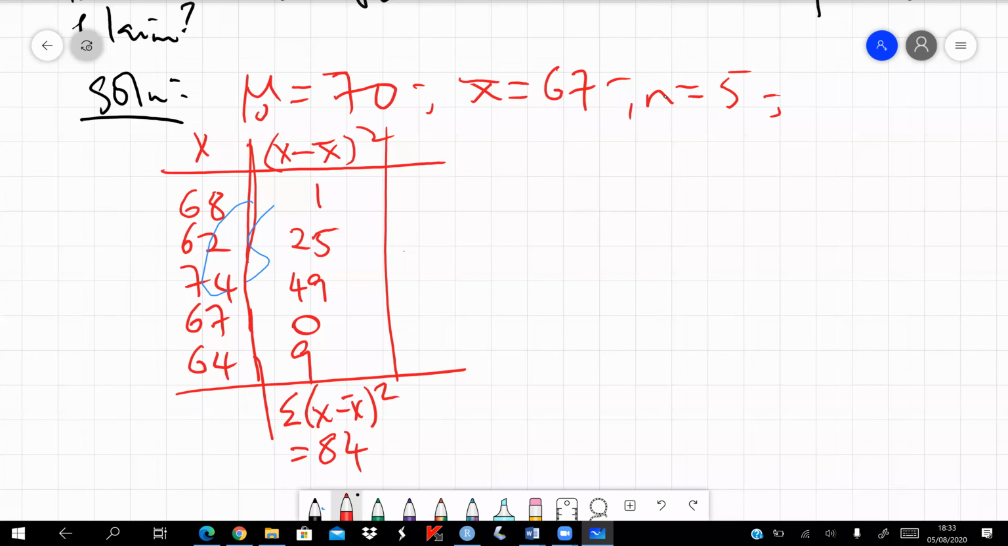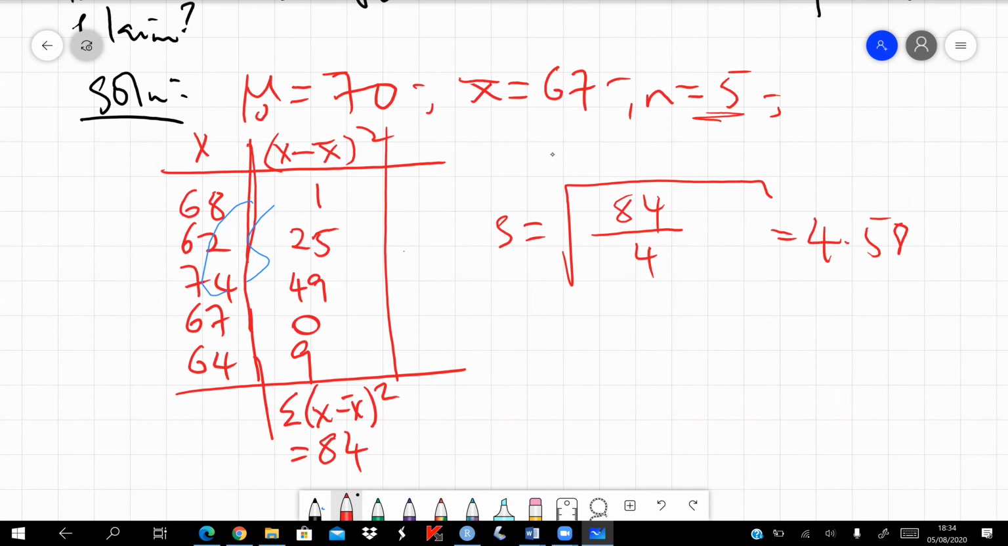84. Thank you. So we need to get S, the standard deviation. And remember, because n is small, we shall adjust the formula of standard deviation and the divisor will be n minus 1. So this will be 84 divided by 5 minus 1, which is 4. What is the standard deviation in this case? 21 divided by 4... 4.58. Yeah, 4.58.